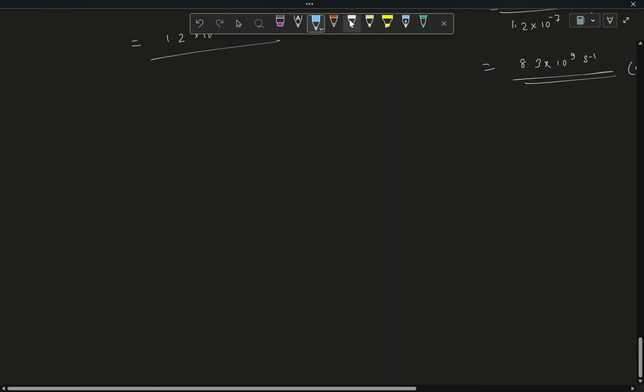So let us do that. So question number 3 is that you have an adiabatic process in the question.